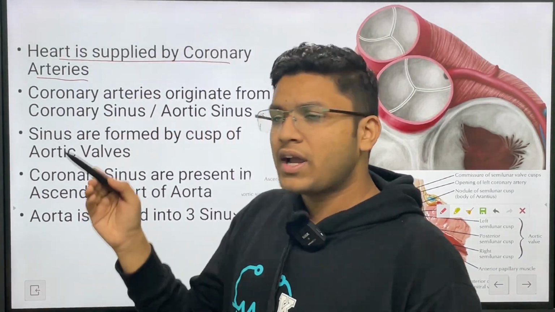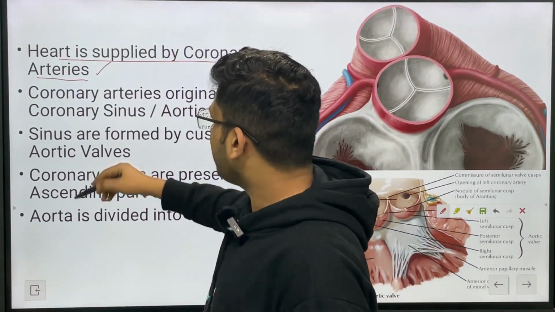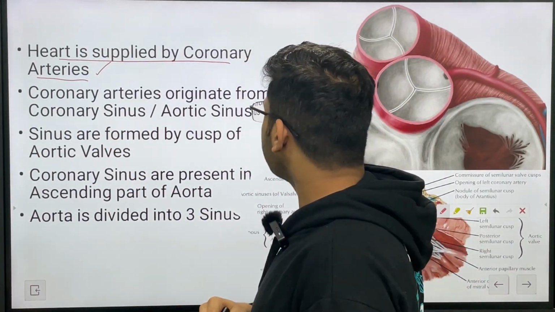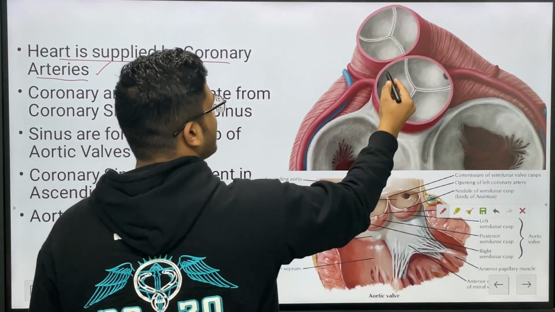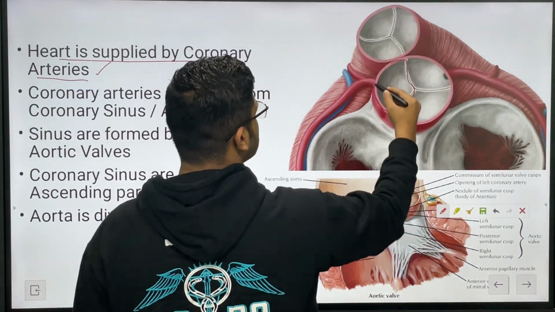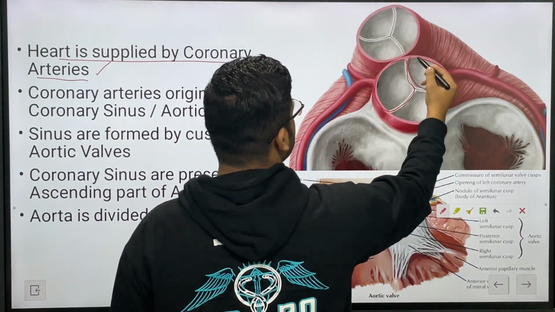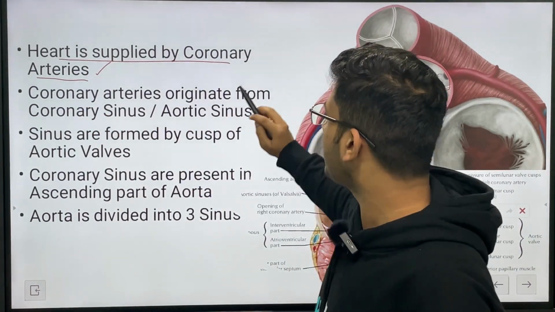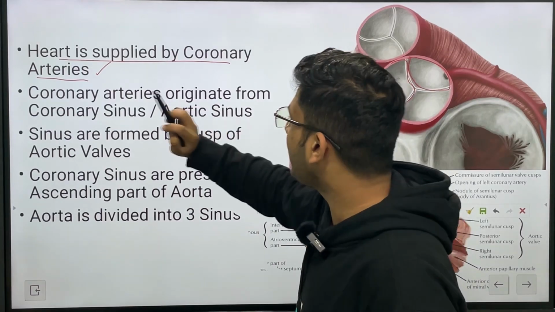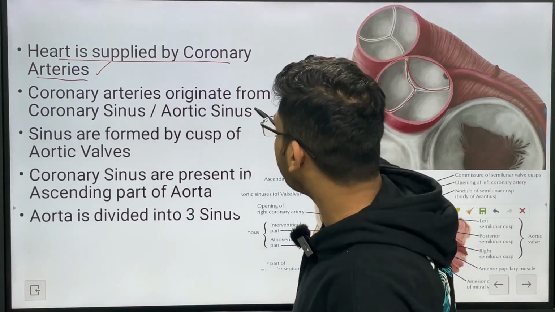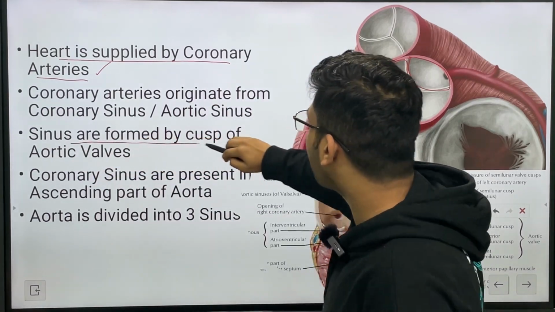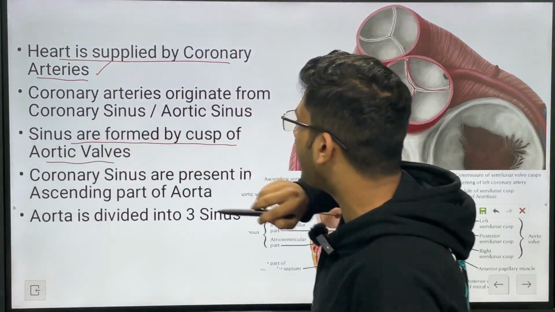From aorta, coronary arteries are emerging. What are coronary arteries? Coronary arteries are the arteries which are emerging from these coronary sinus. What are these? These are coronary sinus. Now the origination of coronary arteries is the coronary sinus, but coronary artery originates from coronary sinus or aortic sinus. It's right. Sinus are formed from cusp of aortic valve.